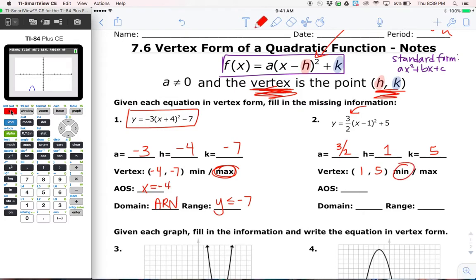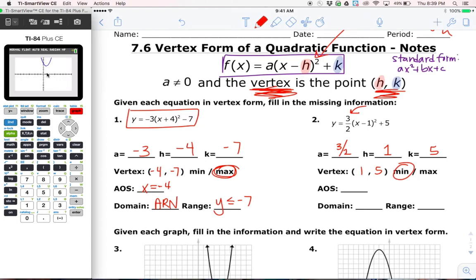We can type this in here really quickly. In the front, I've got 3/2. And then I've got my parentheses, and inside I've got x minus 1. And on the end, I've got +5. All right, let's take a look.